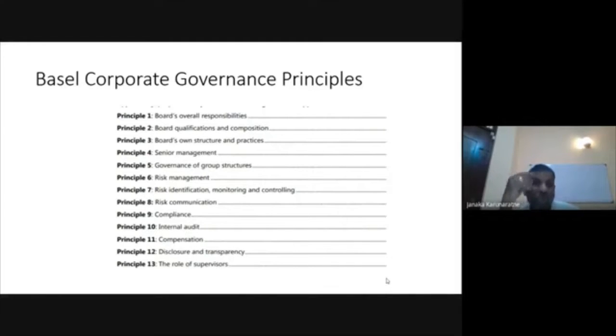The last principle is the role the supervisors need to play. In addition to the bank, there are some roles to be played by the supervisors. The supervisors issue governance directions and conduct their monitoring on a regular basis to ensure the banks adopt good governance practices and best practices. And if there are any deviations from accepted practices, the regulators impose certain restrictions or conditions on those banks. So broadly, these are the 13 principles set by the Basel Committee on Corporate Governance.